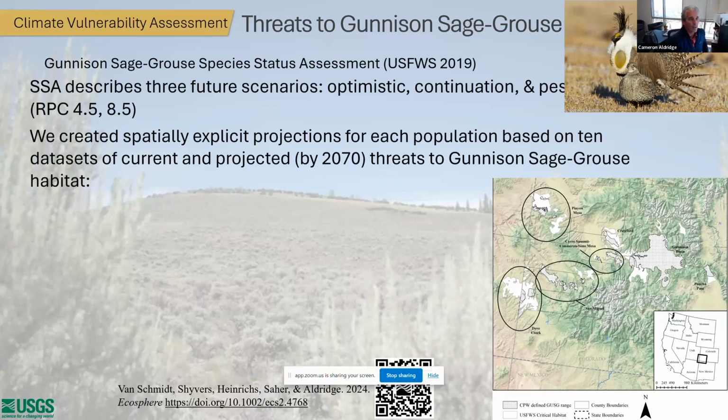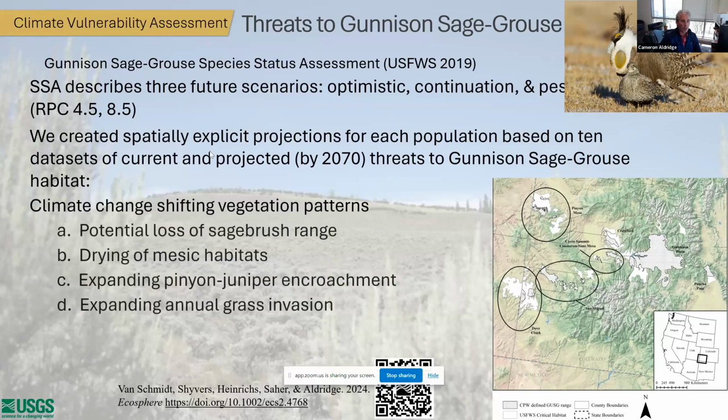So, following in line with the species status assessment that was recently completed, we set out to develop three different scenarios within the species status assessment, looking at optimistic, continuation, and pessimistic scenarios under RCP 4.5 and 8.5. These generally relate to warmer, wetter and warmer, drier sorts of scenarios. We created these projections for each population based on 10 data sets of current and projected-to-2070 threats to Gunnison sage grouse habitat.